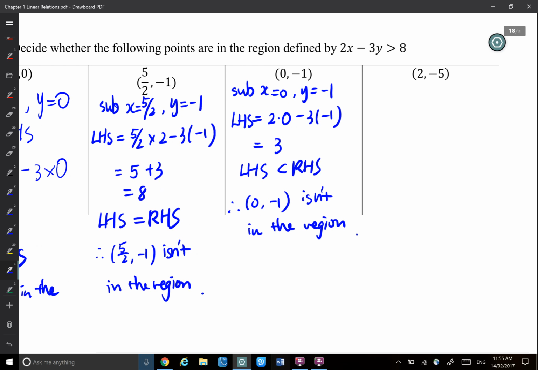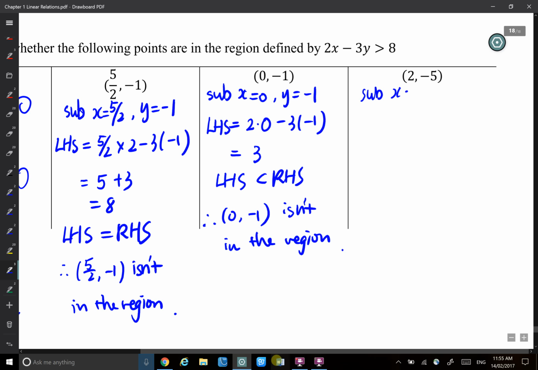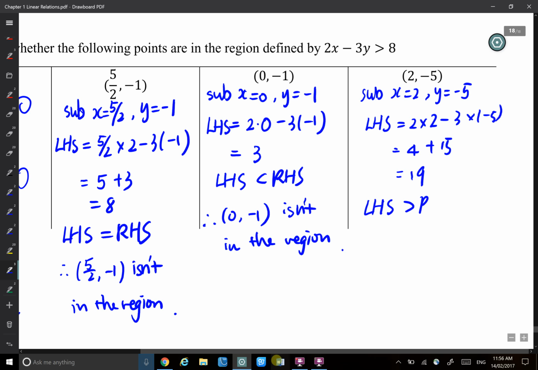Okay, last one. Last one is (2, negative 5). So sub x equals 2, y equals negative 5. Left hand side will equal 2 times 2 minus 3 times negative 5. That's 4 plus 15, that equals 19. Left hand side greater than right hand side. So (2, negative 5) is in the region.